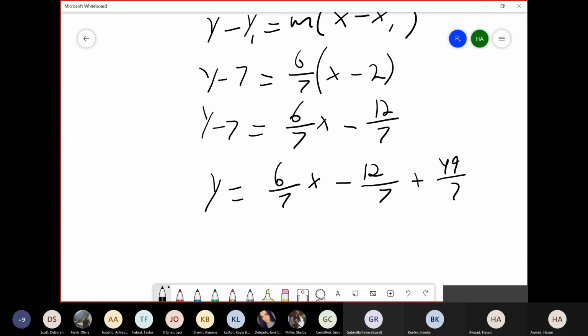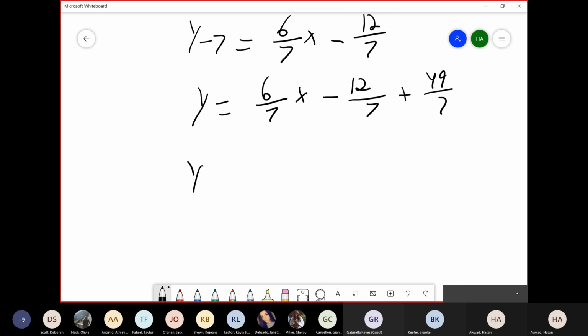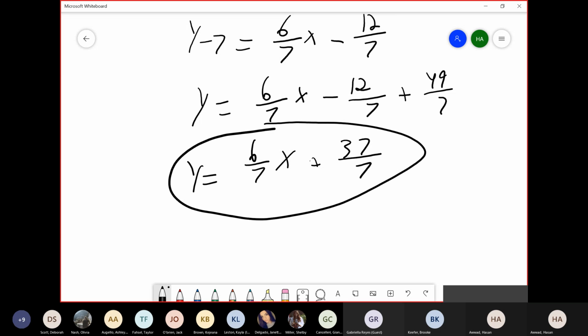And last but not least, we can combine the fractions now, and we see that we have 6/7 x, negative 12 plus 49, because we already know that it's going to be over 7. When we add our fractions together, we just keep the common denominator. So we have negative 12 plus 49, or you can think about it as 49 minus 12, which leaves you with 37. And that's it. So we have arrived at our destination. This is in slope-intercept form, right?